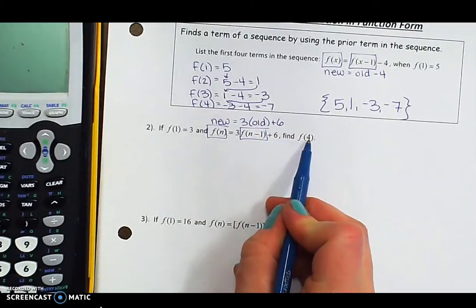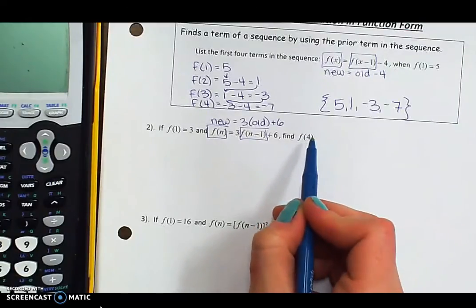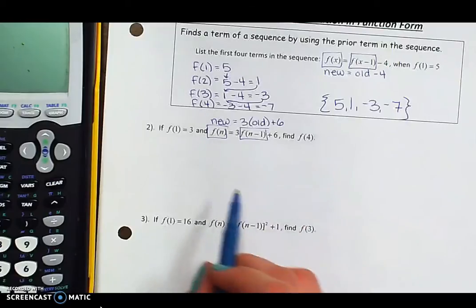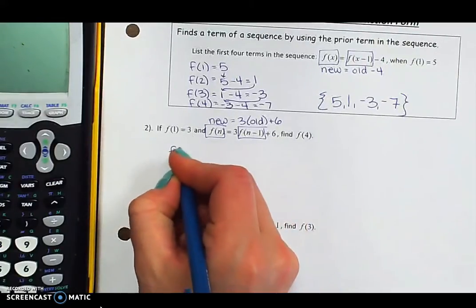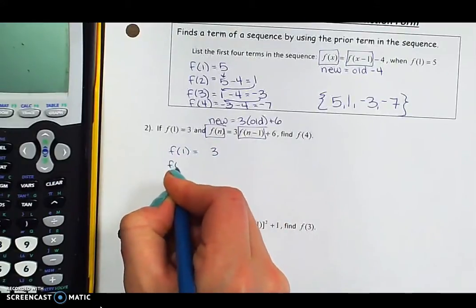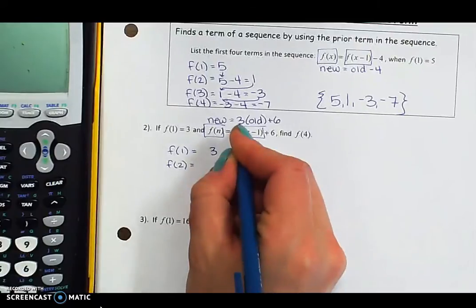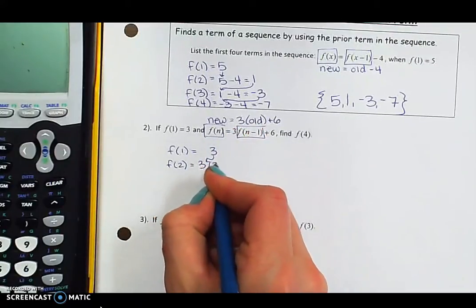So we want to find f of 4. But we can't find 4 unless we find 3, 2, and 1 beforehand, because each term grows off of the one before it. So here we have f of 1 equals 3. So now if I want to find f of 2, that's going to be 3 times the old plus 6. So 3, I bring this 3 down.